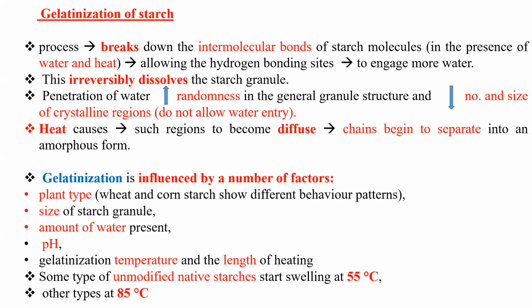Some types of unmodified native starch start swelling at 55 degrees centigrade, whereas other types of starches start swelling only at 85 degrees centigrade.